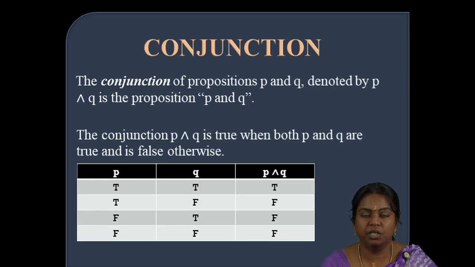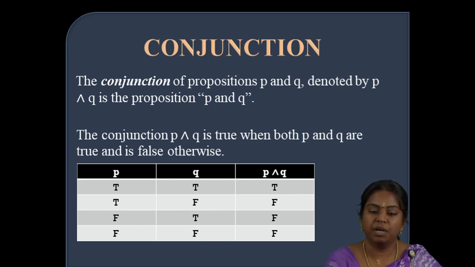There is another logic operator called conjunction. The conjunction of propositions P and Q, denoted by P and Q, is a proposition denoted by the symbol P and Q. The conjunction P and Q is true when both P and Q are true and it is false otherwise. The truth table of the conjunction is given as follows: when both P and Q are true, then the truth value of P conjunction Q is true.